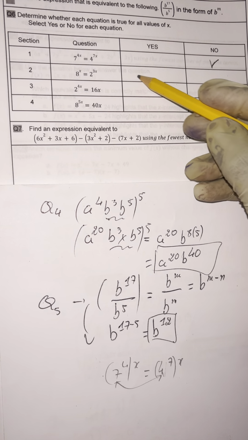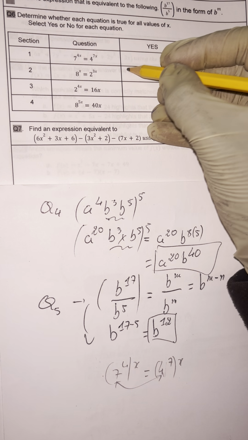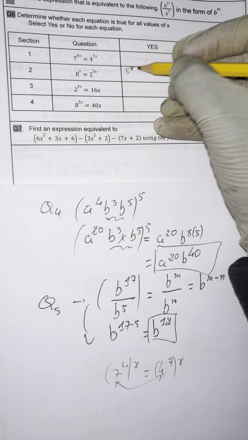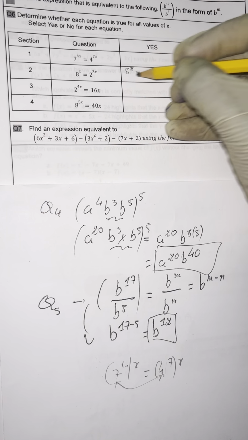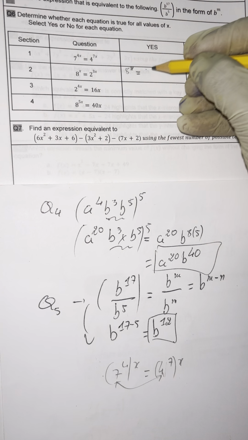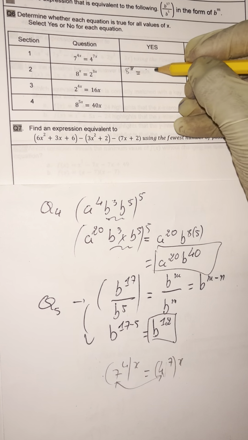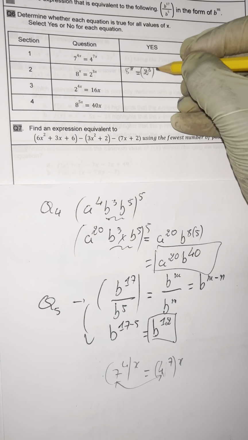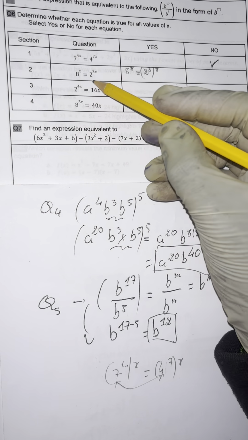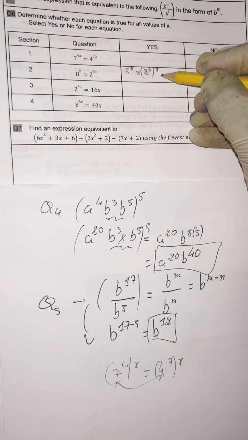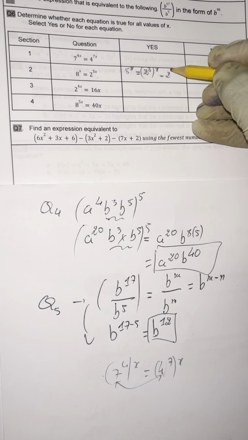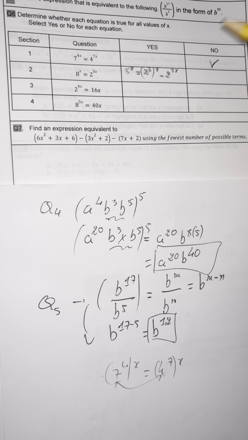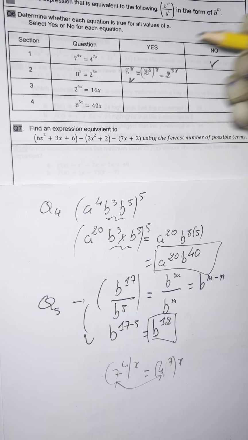Now they have 8 to the power x. We can rewrite 8 to the power x as, remember, 8 is 2 times 2 times 2, so we can rewrite it as 2 to the power 3 to the power x. Is that equal to this? Well, obviously yes, because this could also be rewritten as 2 to the power 3x, because you're just going to multiply the exponents. So this one is true, so that's yes.